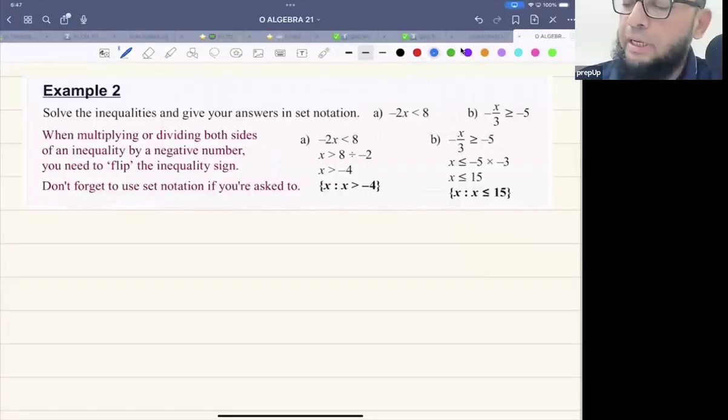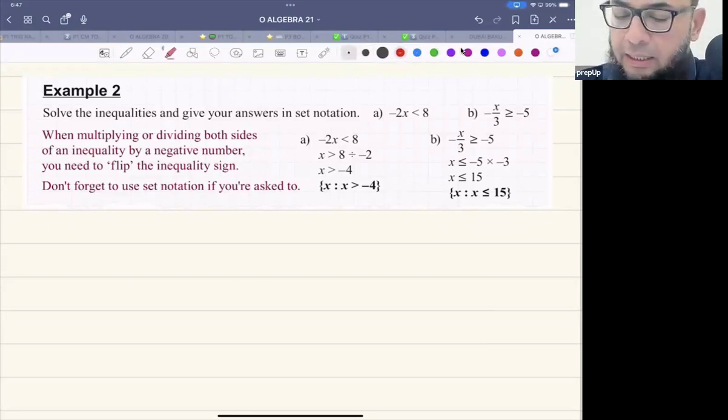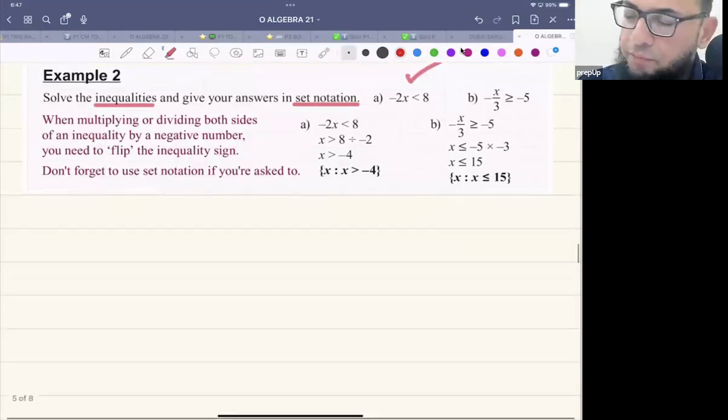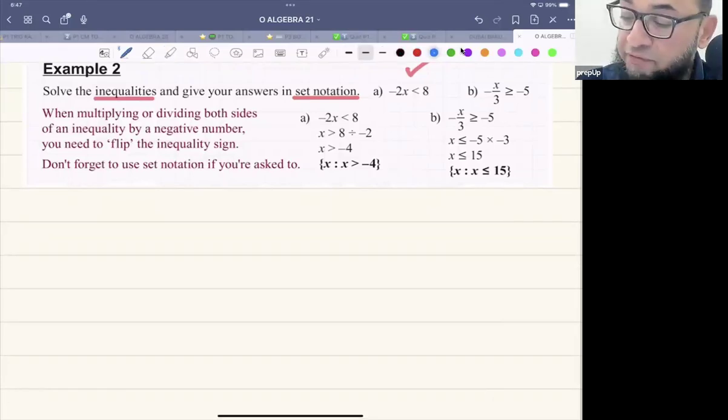So now let's look at example number 2. The question says, solve the inequalities. Give your answer in set notation. We don't need set notation. We just need the normal number line. So this is not exactly for us. So therefore, it's just a normal thing. Let me just solve this question.